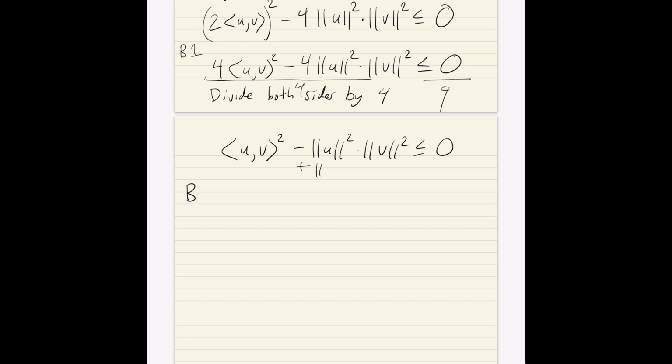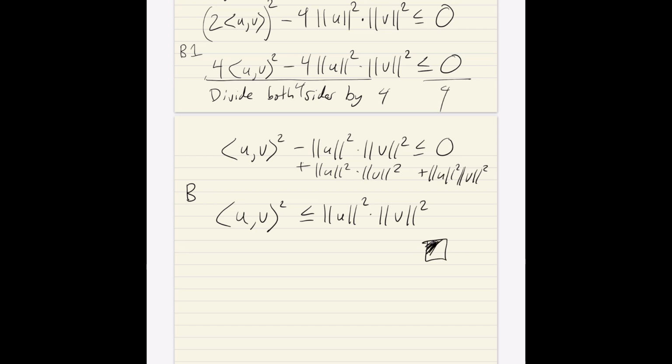Add the magnitude of u squared times v squared to both sides. I told you it's a lot of algebra. And then we have the inner product of uv squared is less than or equal to the magnitude of u squared times the magnitude of v squared. And our proof is done.